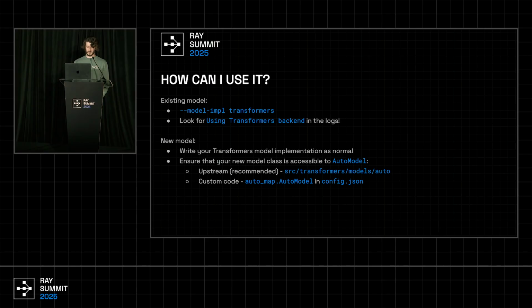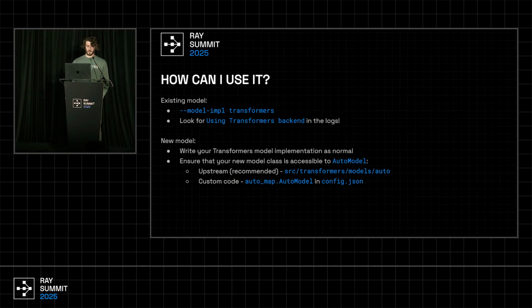So how can you use it? If you just want to try a model that already supports this in Transformers, then you simply add this flag and look for the using Transformers backend log in the logs. For a new model, you would write your Transformers model implementation as normal, following the Hugging Face docs, ensuring that it's accessible to auto model.